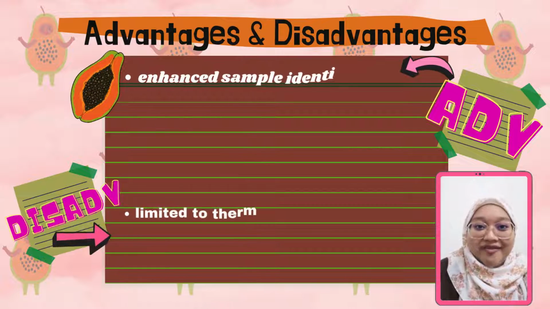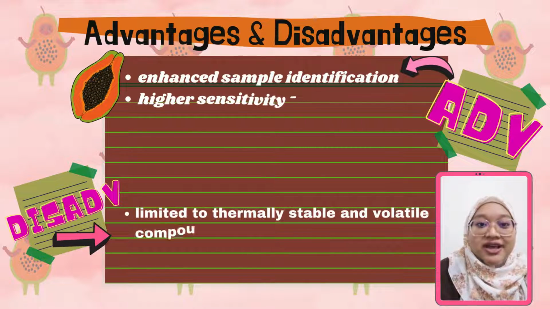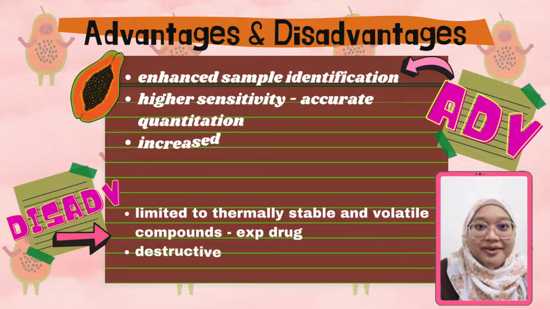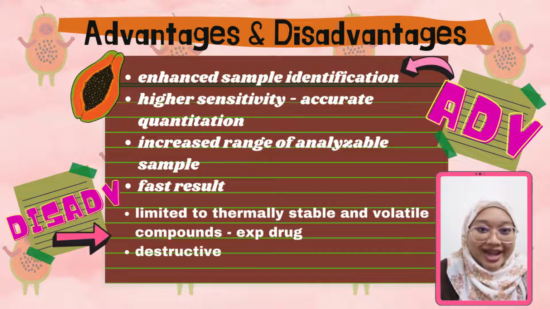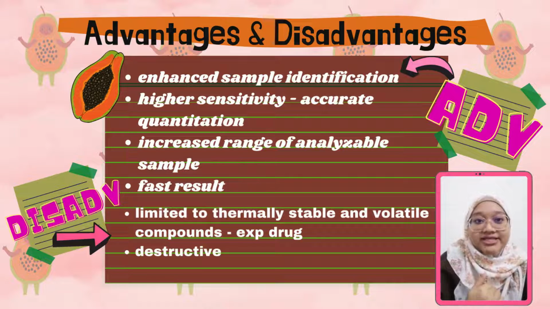Last but not least, the advantages and disadvantages. First, it enhances sample identification with higher sensitivity, the quantitation is highly accurate, and it gives fast results, along with an increased range of analysis. While for limitations, these methods are limited to thermally stable compounds.